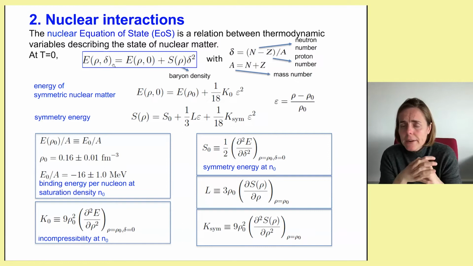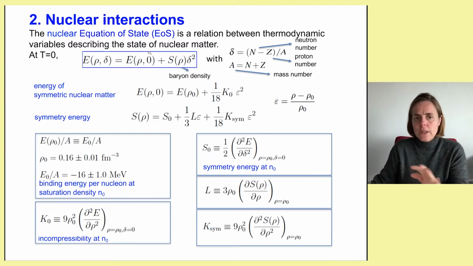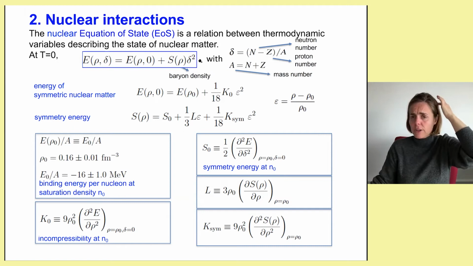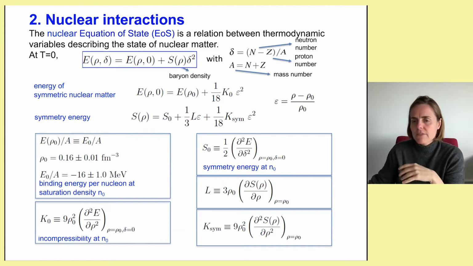There is an expansion that can be done in order to correlate some of the parameters in the expansion with measurements that we can have in the laboratory. What is done here is a separation between the symmetric part and the asymmetric part. The symmetric part comes when you have the same number of neutrons and protons, while this one tells me that the object is not symmetric, and it depends on this delta, which is the difference between neutrons and protons as a function of the mass number, which is the sum of these two.